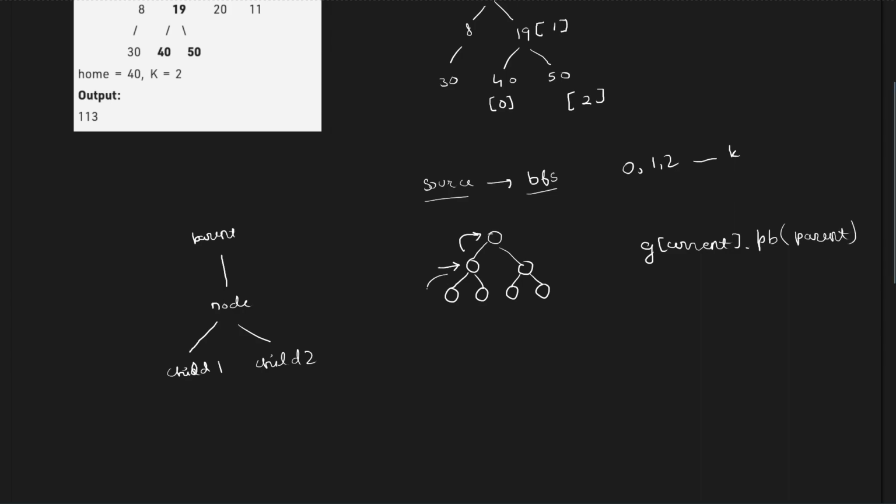I check whether the left child is null or not. If it is not null, I'll do graph of current. So this is the current node. And what I'll do is push back the left node. So I'll push back left to it.